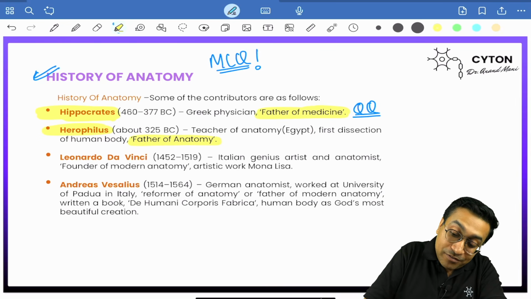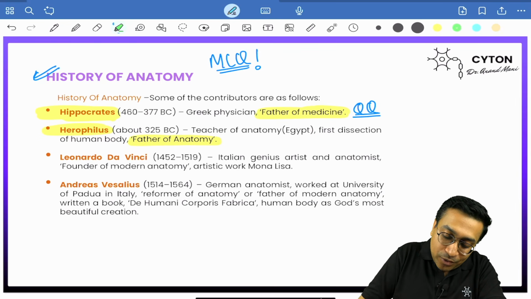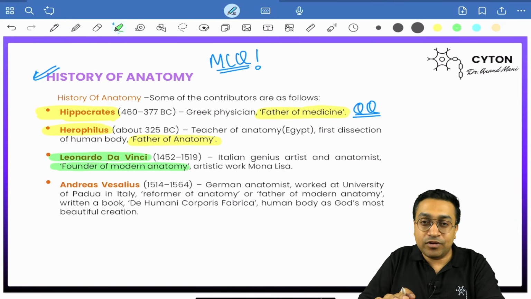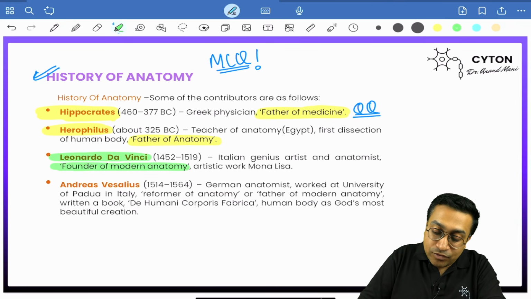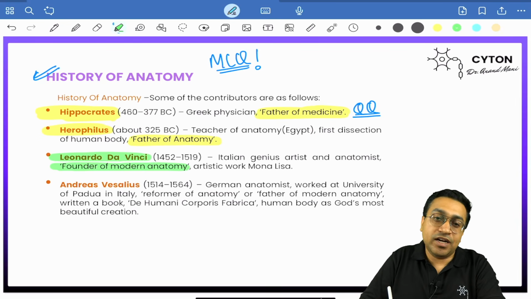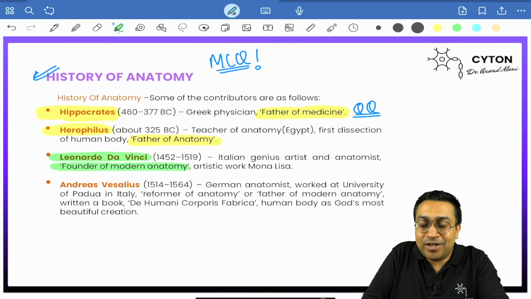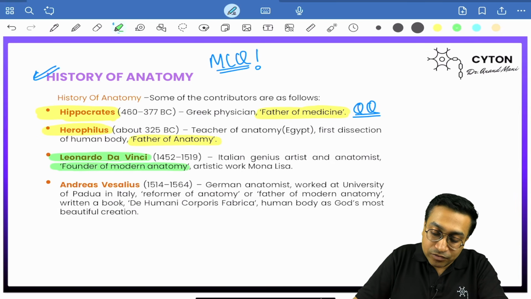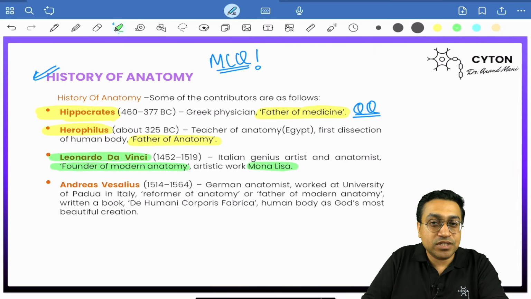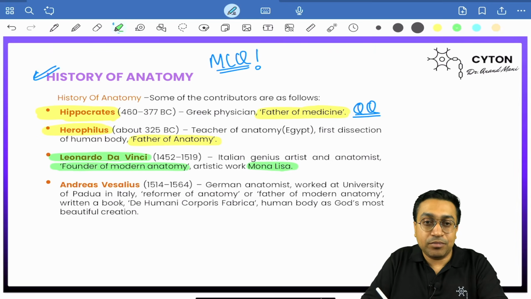Then we have a modern one. The founder of modern anatomy is Leonardo da Vinci. I think you have heard this name previously. He was an Italian artist and anatomist. Anatomists by default are artists also. You have to draw diagrams. Otherwise, without diagrams, anatomy is a very dry subject and you won't be getting marks. I hope you have heard of the name Mona Lisa, the famous painting that was from Leonardo da Vinci, and he is the founder of modern anatomy.